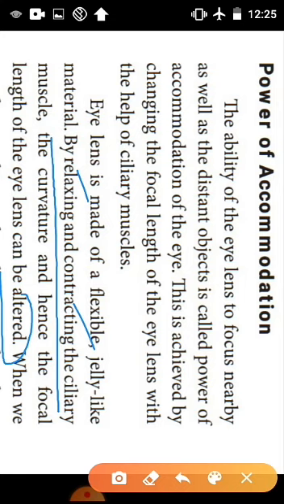Then what is relaxing and contracting? Relaxing means if the ciliary muscles become thin in size, that is relaxing. If the ciliary muscles become large or broad in size, that is contracting. So when the ciliary muscles relax and contract, the focal length of eye lens will be changed.